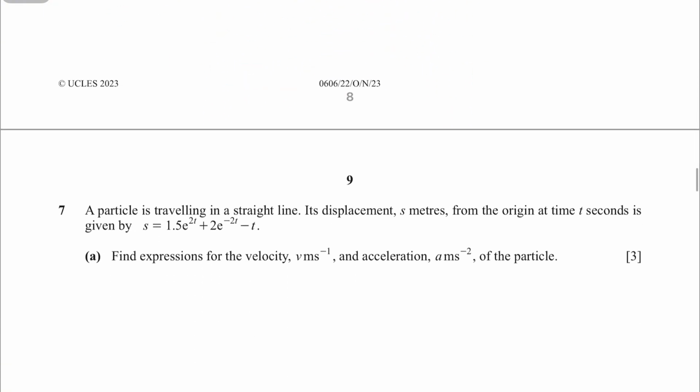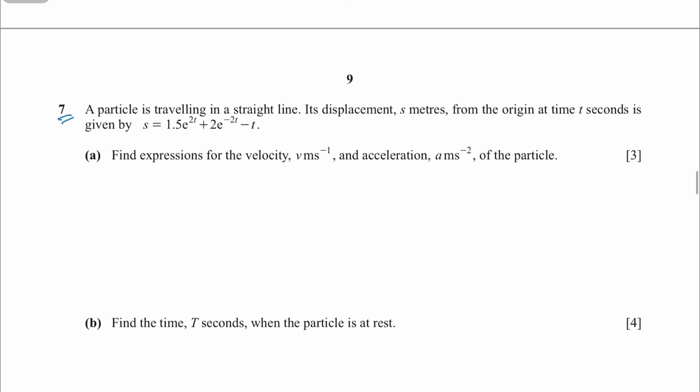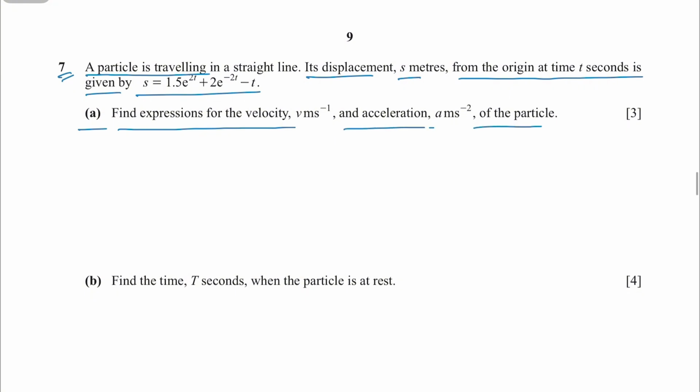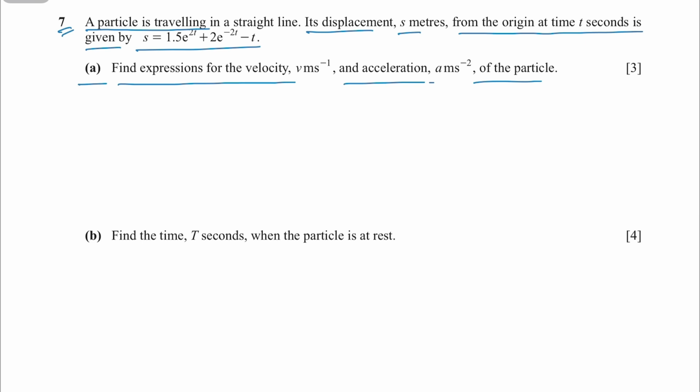Now moving on, this is question 7, where a particle is traveling in a straight line. Its displacement s meters from the origin at time t seconds is given by this equation, that is 1.5 e power 2t plus 2 e power minus 2t minus t. Now the first part states find an expression for the velocity v meters per second and acceleration a meters per second squared of the particle. So for velocity, we need to differentiate our distance formula.